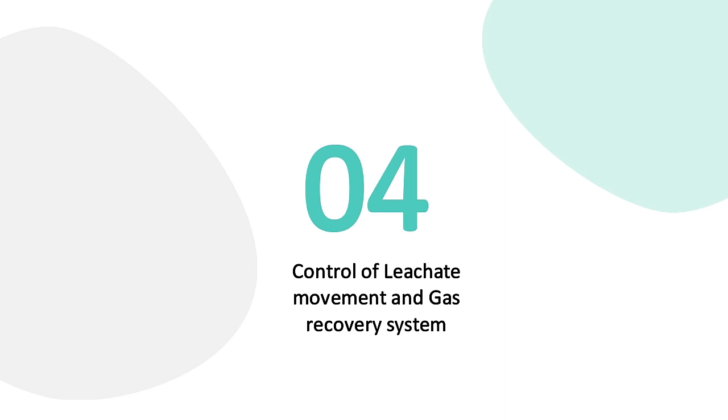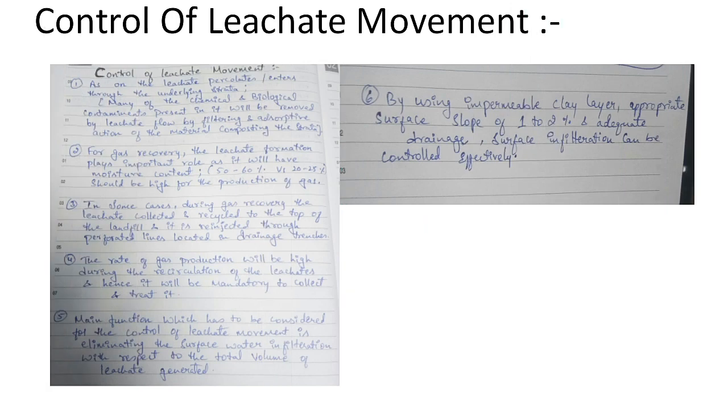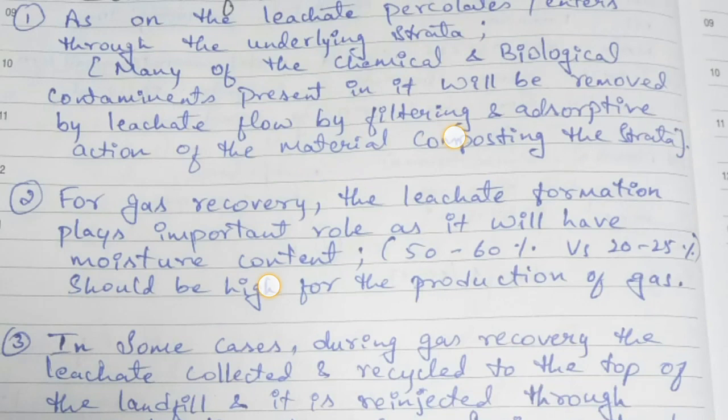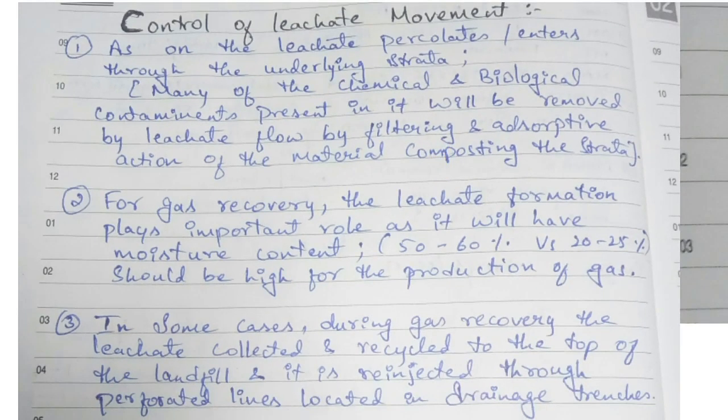So let's start with the last stage, the control of leachate movement and gas recovery system. In the case of control of leachate movement, as the leachate percolates through the underlying strata, what is going to happen? Many of the chemical and biological contaminants present in it will be removed by the leachate flow through filtering and adsorptive action of the material composing the strata.